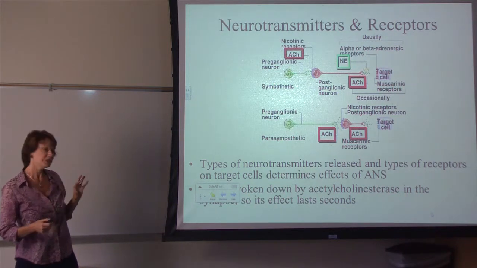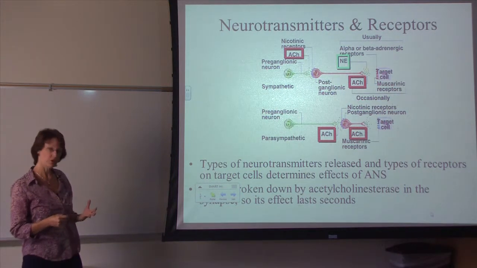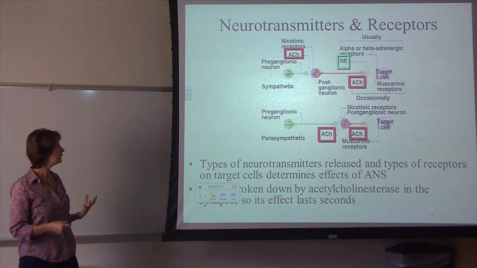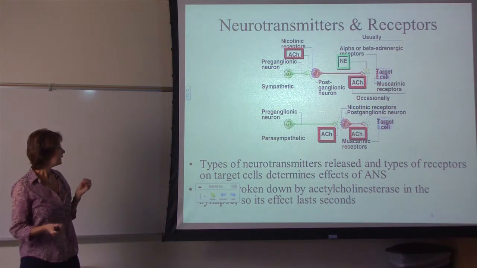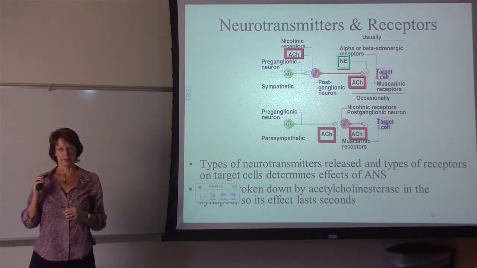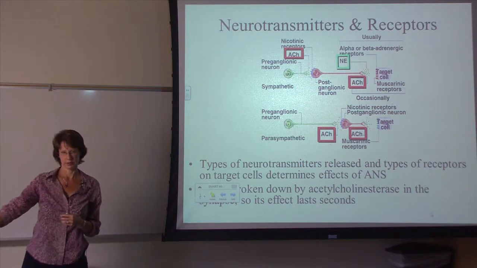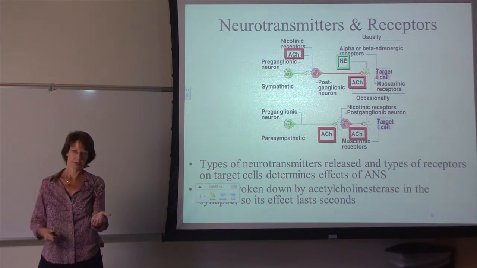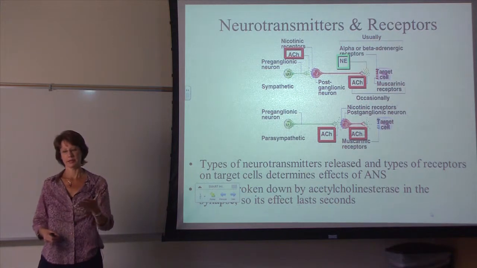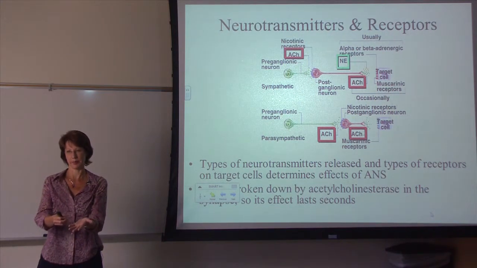So the types of neurotransmitters that are released and the receptors for them that are on the target cells really determine the effects of the autonomic nervous system. In the somatic nervous system controlling muscles that you learned before, when acetylcholine is the neurotransmitter that is released, you remember that at the neuromuscular junction, there's an enzyme called acetylcholinesterase that can break it down rapidly.